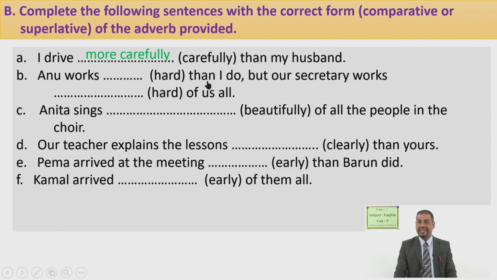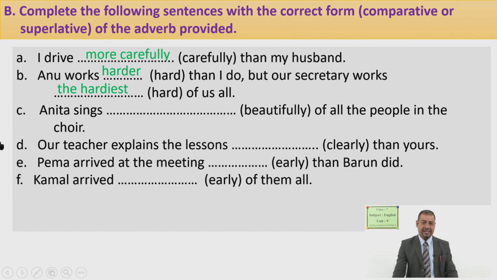Okay? So B. Anu works hard than I do. And again, here is than. So comparative form. So what do you write there? More hard or harder? Okay, let me check. Wow, it is harder. You can tick your answer, okay? Anu works harder than I do, but our secretary works of us all. Now, of us all means out of all the people, the secretary works the best one. So you have to use here superlative form. And what is the superlative form of hard? Can you tell me? Most hard or hardest? Wow, again you are correct. It is the hardest of us all.